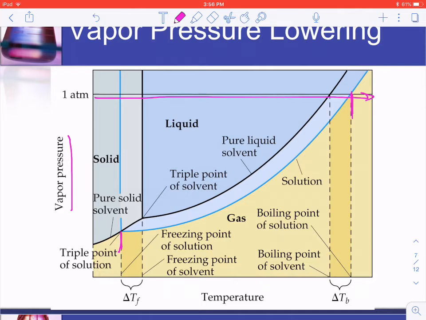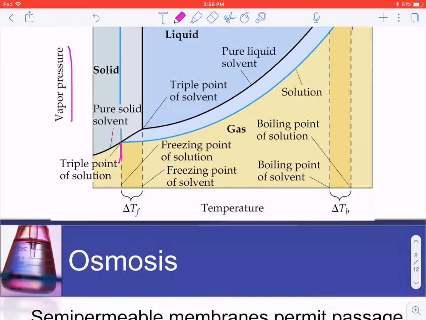pretty much everything. So as we discuss, say, the freezing point depression and the boiling point elevation later on, you can come back to this part of the video to take a look at this graph because it helps to explain a lot of that.